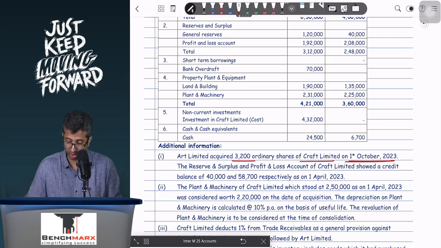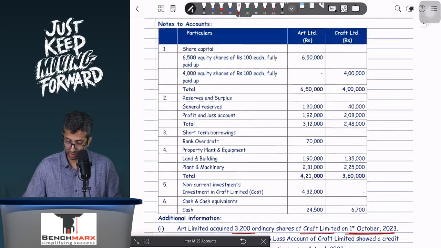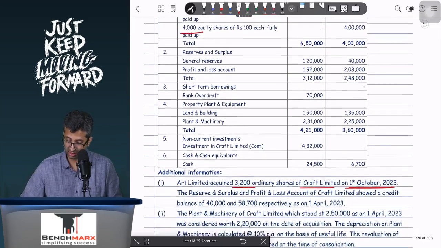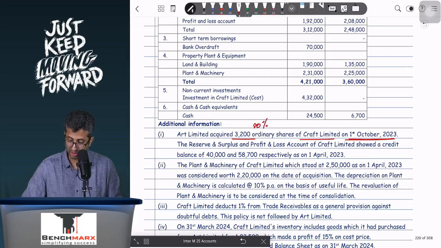That is somewhere in the middle of the year. 3,200 shares. वैसे कितने shares है Craft में? 4,000 equity shares. So 3,200 divided by 4,000. Can I say that is an 80% stake? Which means 20% is held by minorities.